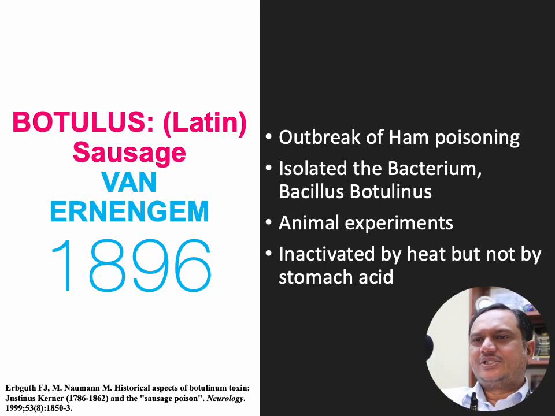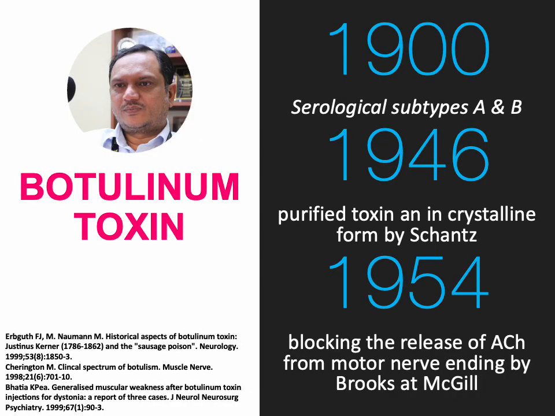The word botulus is a Latin word that comes from sausage. It was first described by Emile van Ermengem as related to the bacteria in 1896. So after 1822, until 1896, we discovered bacteria, and then van Ermengem was able to isolate the bacteria and name it Bacillus botulinus. It was from an outbreak of ham poisoning. He also did animal experimentation and showed that the poison produced by this bacteria can be inactivated by heat, but not by stomach acid.